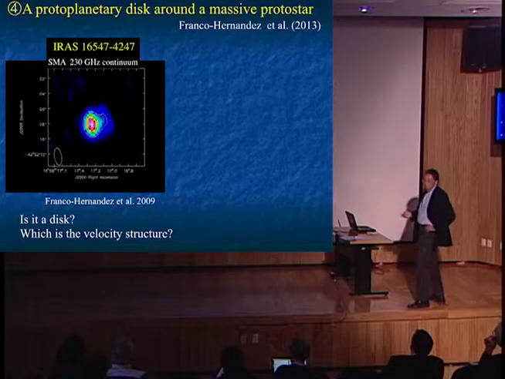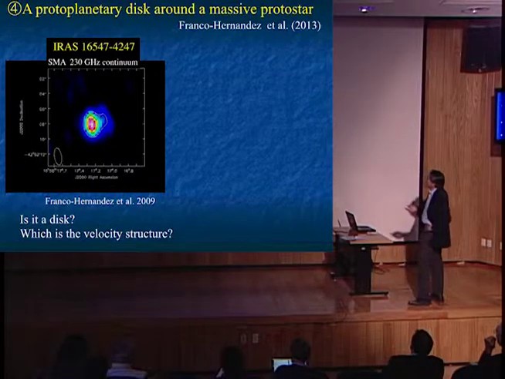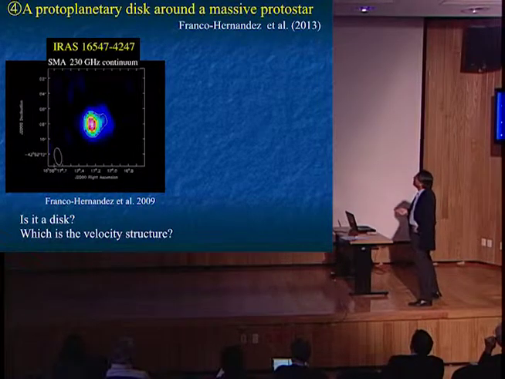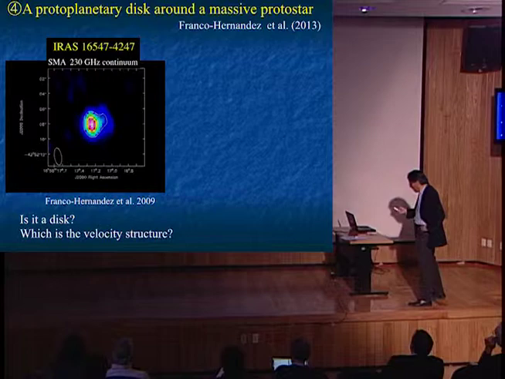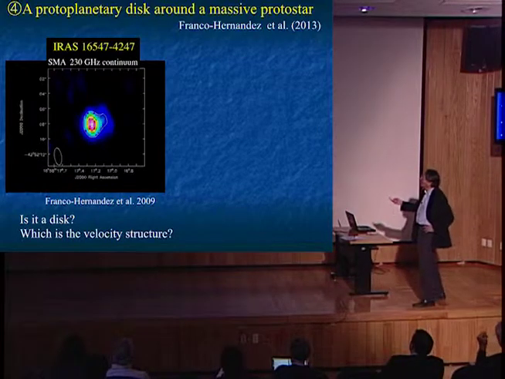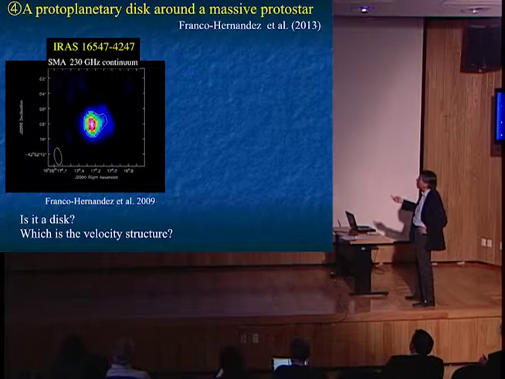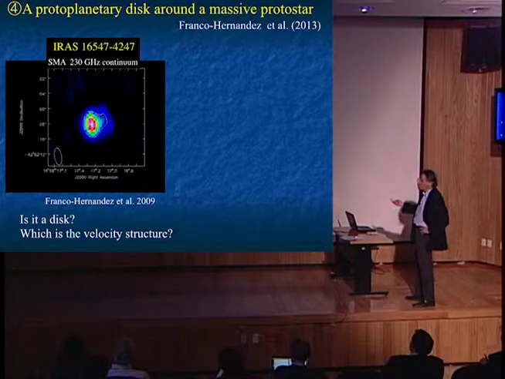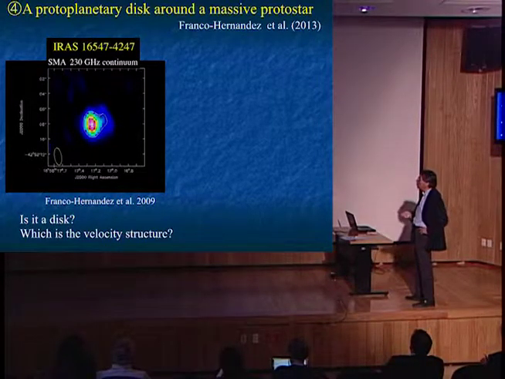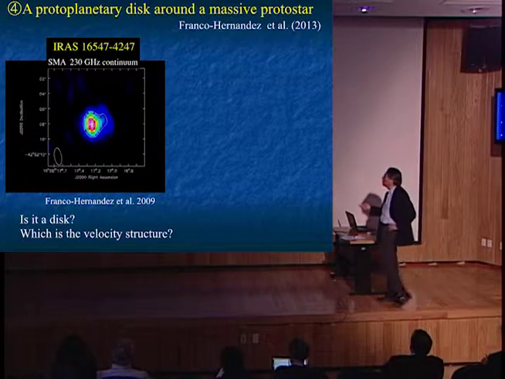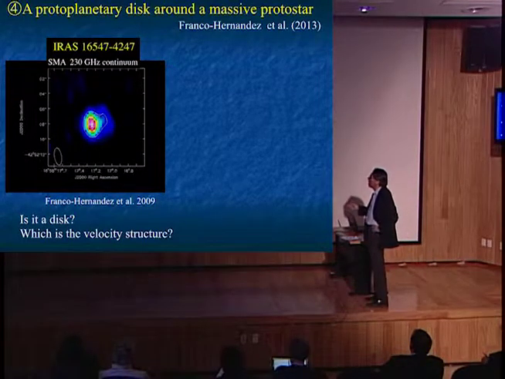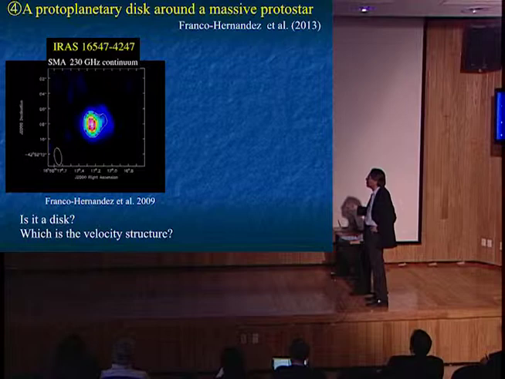And the final, don't worry, Salvador, results in a protoplanetary disk around a massive protostar. This is the one that Roberta also mentioned to you. First, it was a very luminous 6 × 10^4 solar luminosities. Remember, it has a jet and is associated with a bipolar outflow. But here's an image, the SMA image at 230 gigahertz.